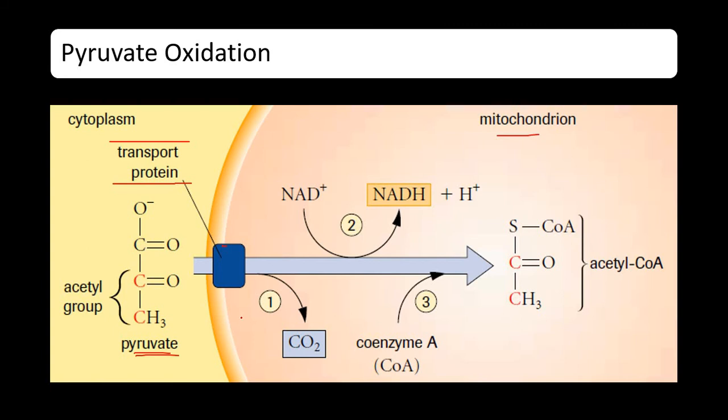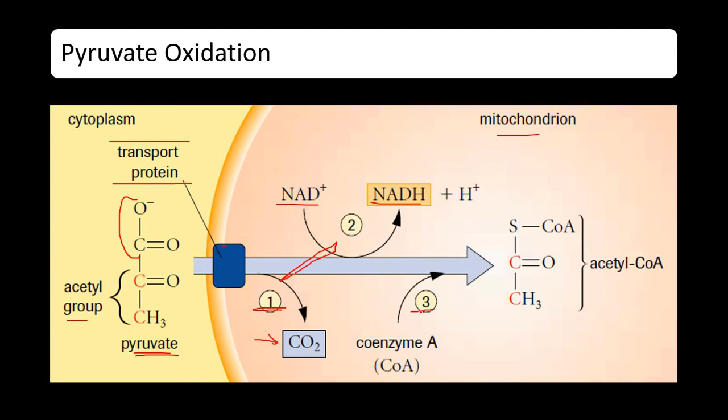After entering the mitochondrial matrix, the first step is decarboxylation, that is the removal of carbon dioxide. This part of pyruvate molecule is removed in the form of carbon dioxide, and this is known as decarboxylation. After decarboxylation, the remaining part, the acetyl group, is oxidized by removal of hydrogen atom, and in the process NAD is reduced into NADH. So these 2 reactions are collectively known as oxidative decarboxylation.